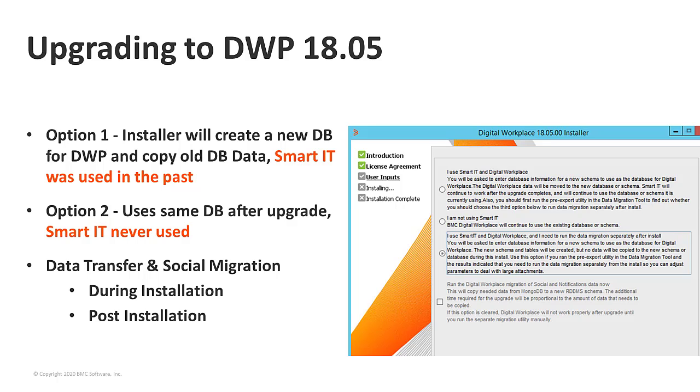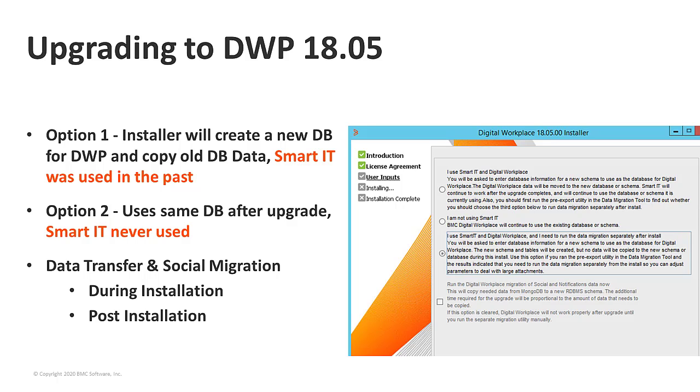The second radio button indicates that you do not use Smart IT and the installer will continue to use the same old database. This option is used along with option 4, which is the checkbox to run the social data migration. I wouldn't recommend this option either if you are a heavy DWP production environment.